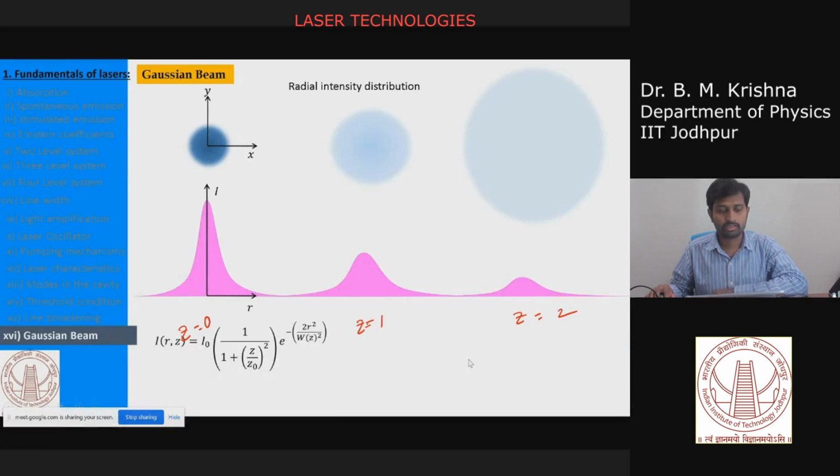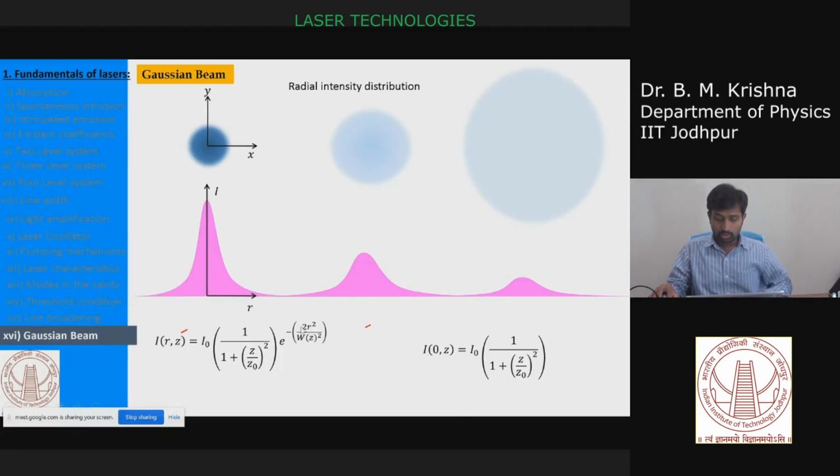So this is our intensity distribution, and now the intensity along only the axial direction. Axial direction means along the propagating direction, only I of z. Then you can make your r component 0. So for the radial distribution, you assume r equals 0. Then your I naught times the e power whole component becomes 0. That means you will get I of z equals I naught by 1 plus (z by z naught) whole square.